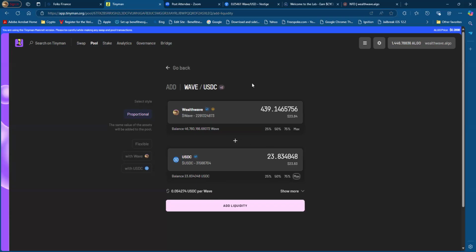But you've got to know what you're doing, right? Because like I said, if one asset is more than the other, it's going to sell the larger asset to compensate. If it's going to sell anything, I don't want it to sell my asset, the one that's paying me the most. So if anything, I'm probably going to do a flexible.